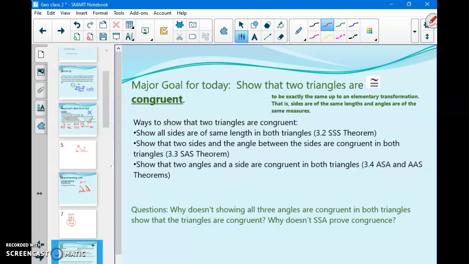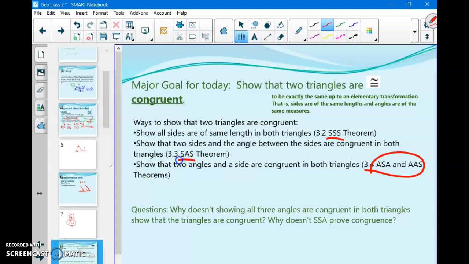Okay, so we're going to show all the sides of two triangles. We're going to show side, side, side. We're going to show side, angle, side, and then we're going to do some of the angle questions. So those are the four that we know of now. There's going to be one more that works on a specific triangle. We haven't talked about that yet.